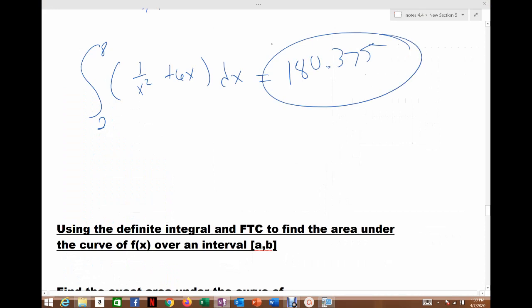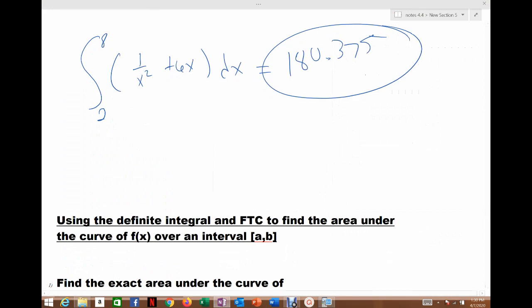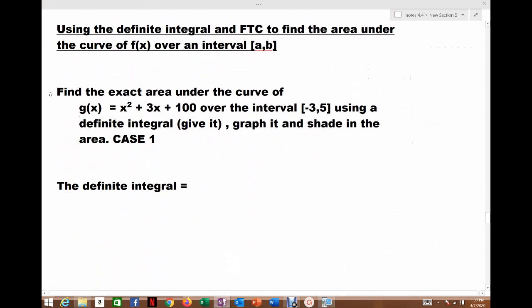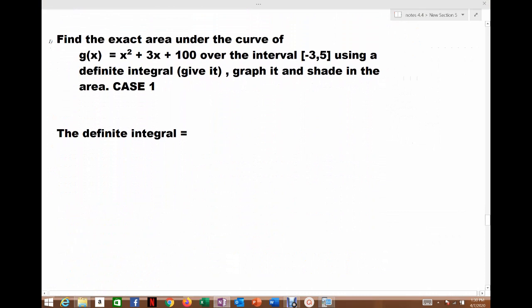Alright, using my calculator. You could find this one by hand, and you could check your answer if you want to. Alright, using the definite integral, the fundamental theorem of calculus to find the area of the curve from integral a to b. And again, we'll be using the calculator as it's just good practice. Alright, so our function g of x is x squared plus 3x plus 100 from negative 3 to 5, use the definite integral, graph it, shade in the region.